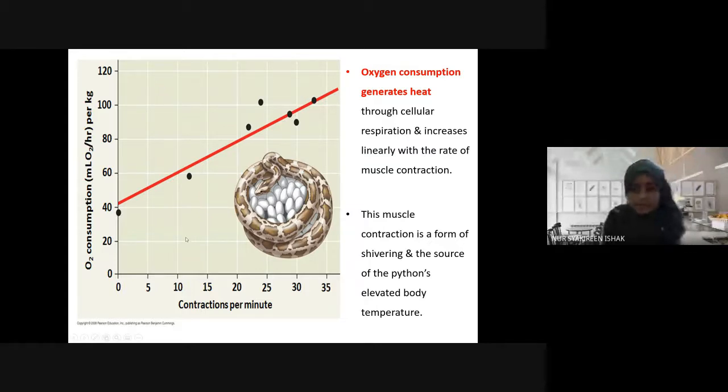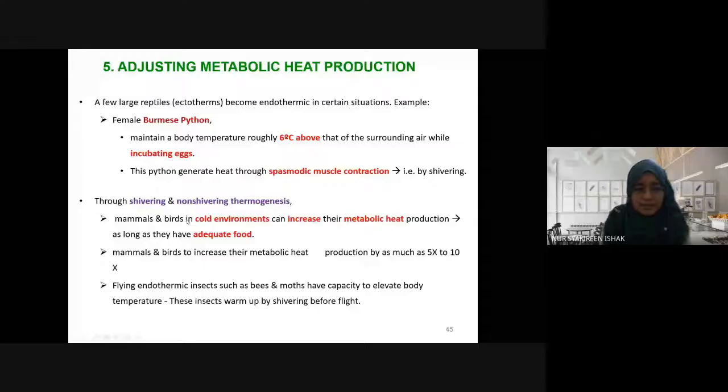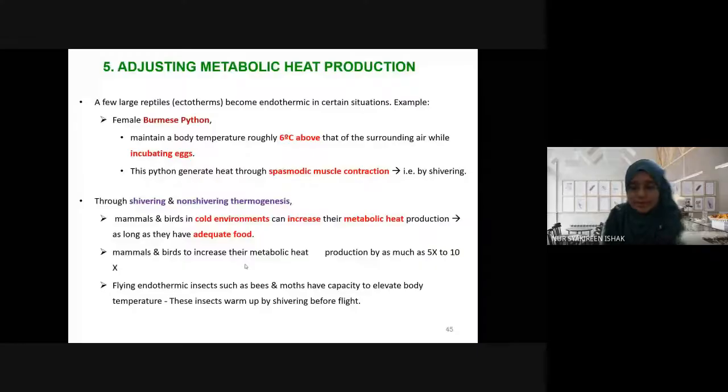Okay. So for the next one is shivering and non-shivering thermogenesis. So it says here, mammals and birds in cold environment can increase their metabolic heat production as long as they have adequate food. Okay. So mammals and birds increase their metabolic heat production by as much as 5 to 10 times. Okay, so they have to take more food. Okay, adequate amount of food so that the food can supply enough fuel for cellular respiration to occur to generate heat.